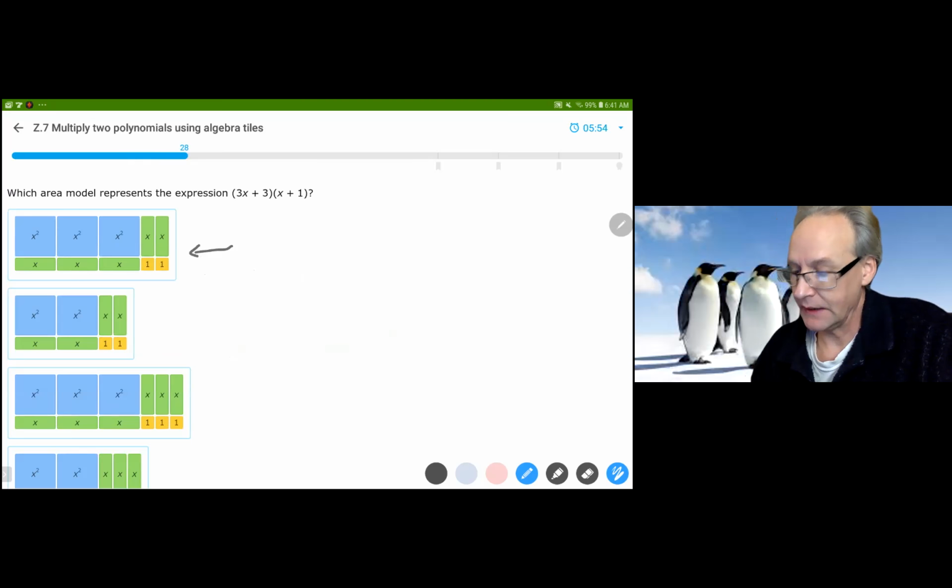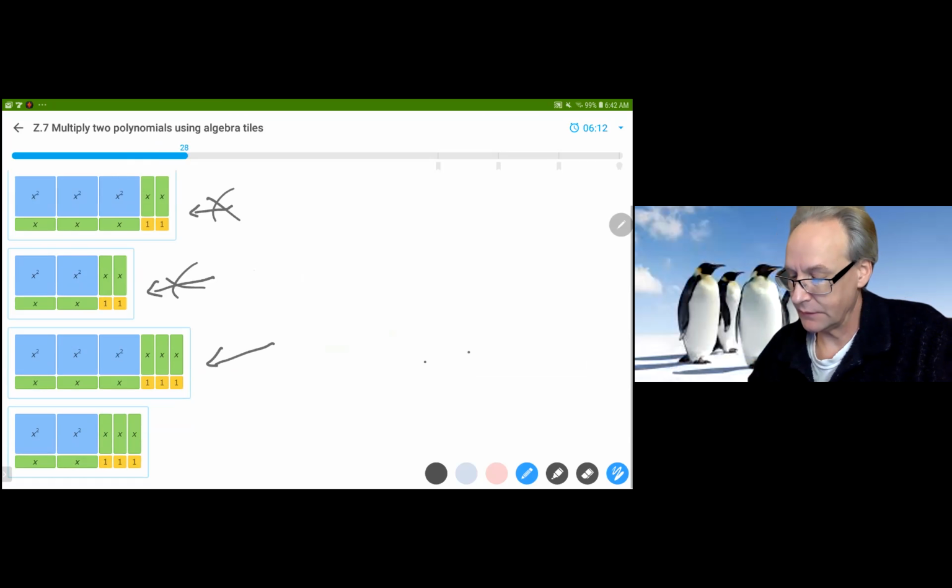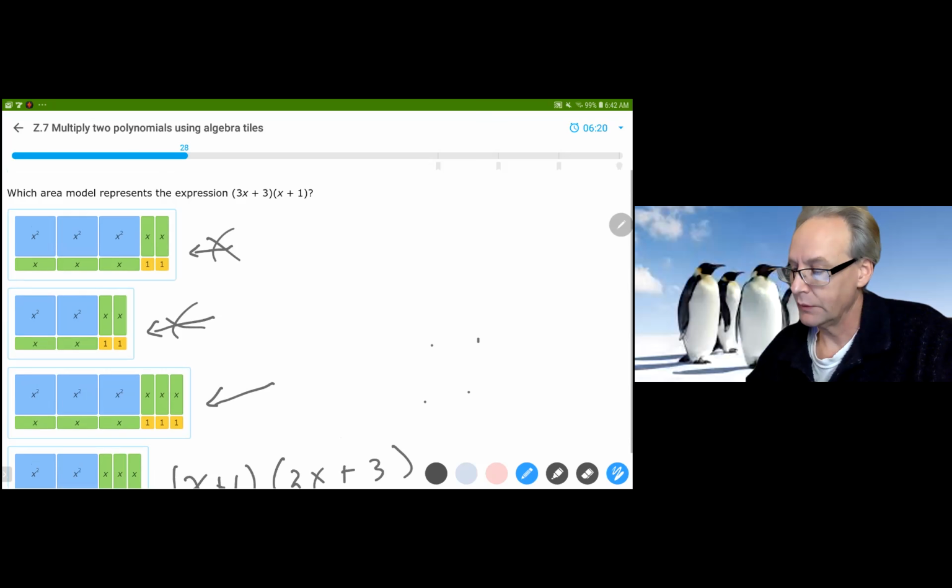This one's almost right. It's only 3x plus 2, though, so that's not it. This one is definitely x plus 1 by 2x plus 2. This one is x plus 1 by 3x plus 3, and there it is. This is the one we want, not that one, not that one. This last one is x plus 1 times 2x plus 3, which is not it. We want this one right here.